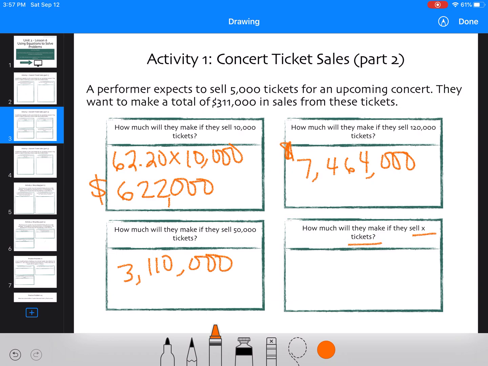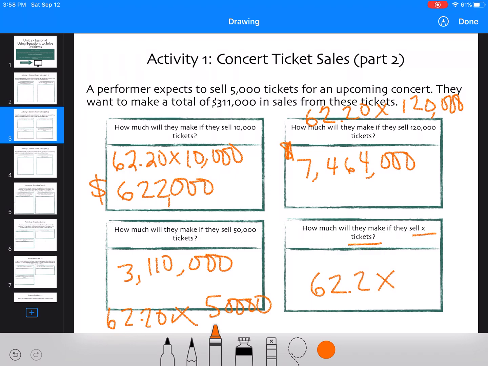Well, every time, if you think about it, I've taken $62.20 and multiplied it by the number of tickets sold, right? Every time I said $62.20 times the number of tickets sold. So that means it's going to be 62.2x. And when they're touching each other, that tells us it's multiplication.